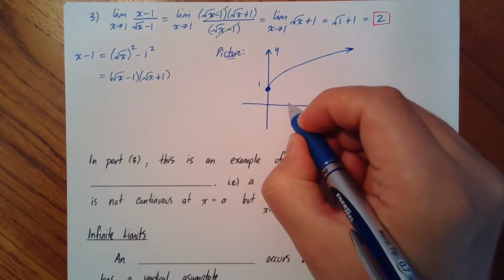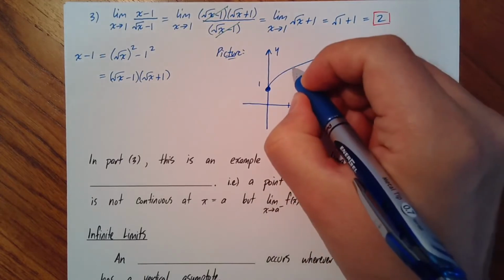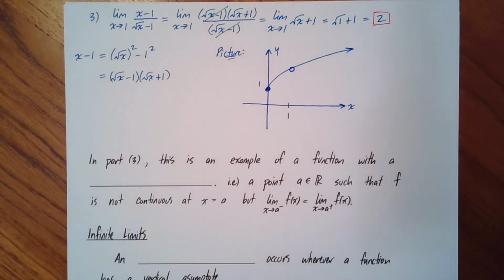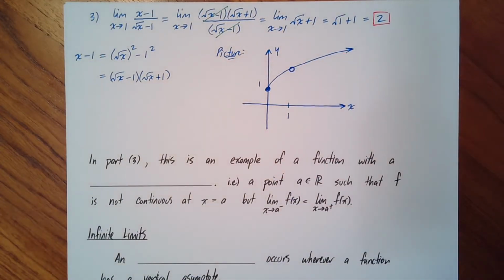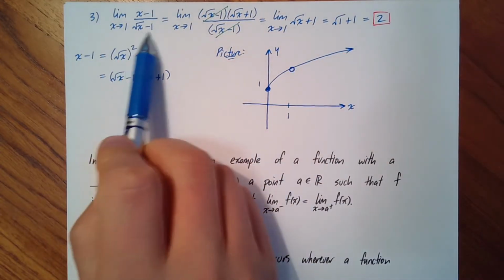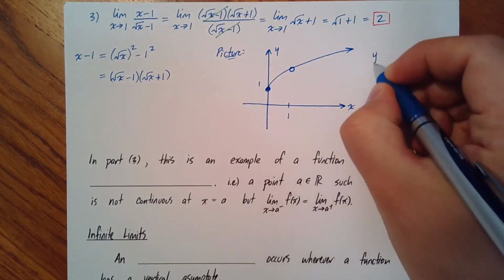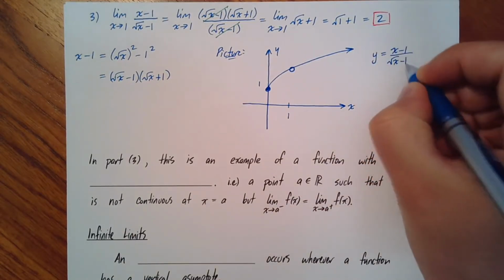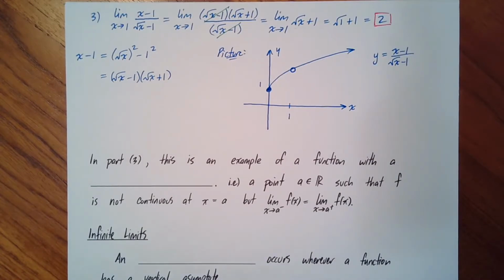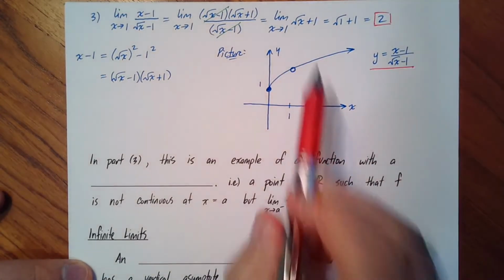And except right at x equals 1, there's a hole, which I could have probably drawn a bit better, but there's a hole in the graph right at x equals 1, right? Because we're really graphing this function. This is the graph of y equals x minus 1 over root x minus 1. I just want to be clear. I'm graphing this function here, not this one.